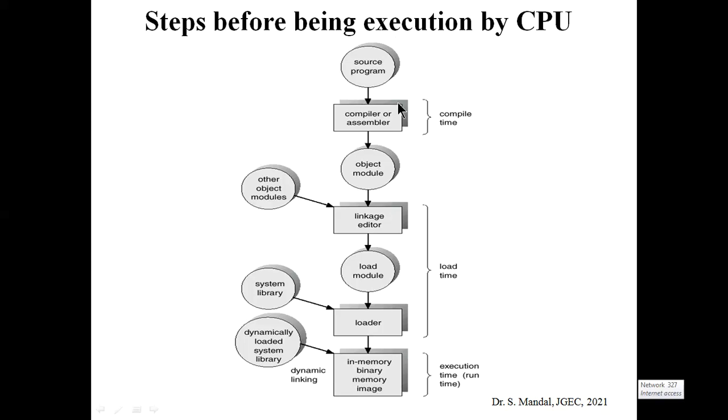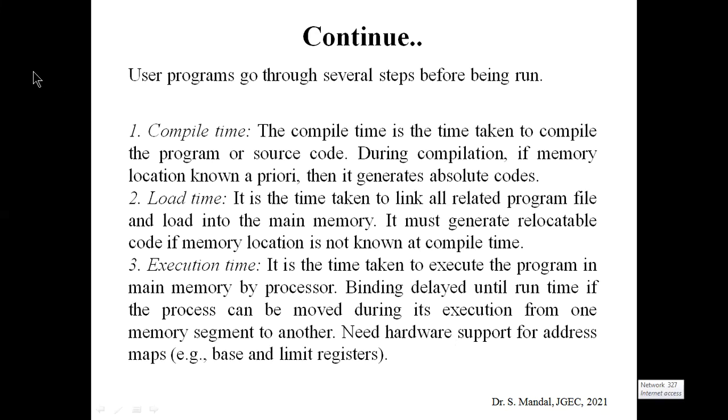Okay, so here you can see that this is the compile time, this is the load time to load all the modules, and this is the execution time that is needed to execute the program by the CPU. So we define these three times. What is the compile time? The compile time is the time taken to compile the program or source code. Okay, and during the compilation, if the memory location is known a priori, then it generates the absolute code.